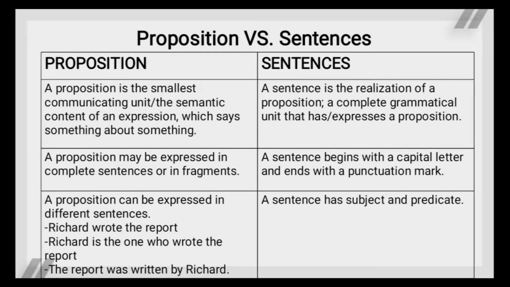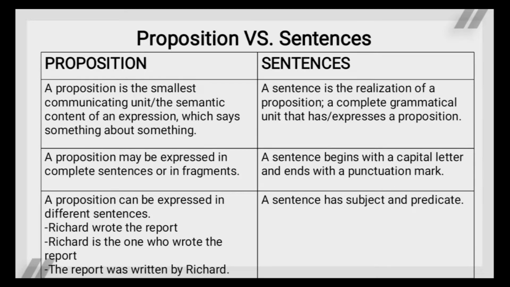A proposition is the smallest communicating unit or the semantic content of an expression which says something about something. A proposition may be expressed in complete sentences or in fragments. A proposition can be expressed in different sentences, like Richard wrote the report, Richard is the one who wrote the report, and the report was written by Richard. Proposition is the semantic content of an expression. It's the meaning of a sentence.